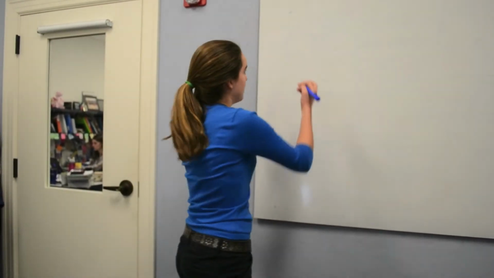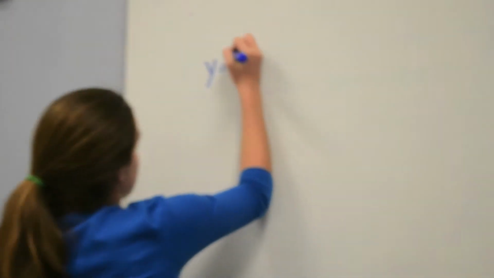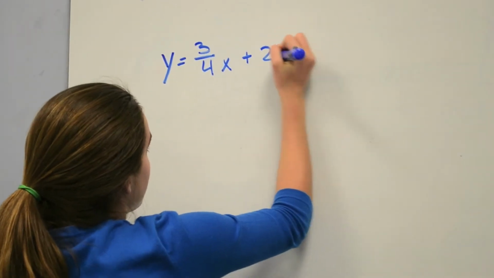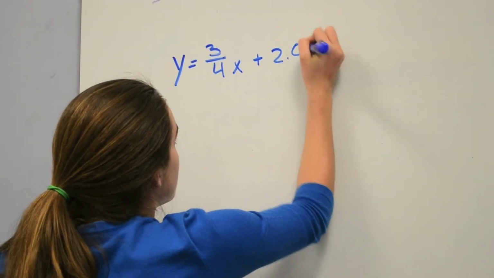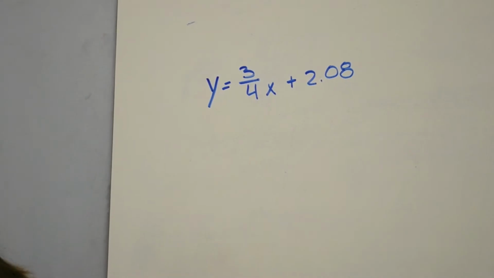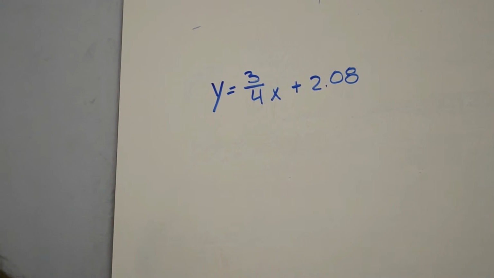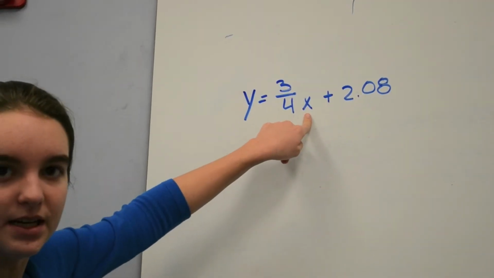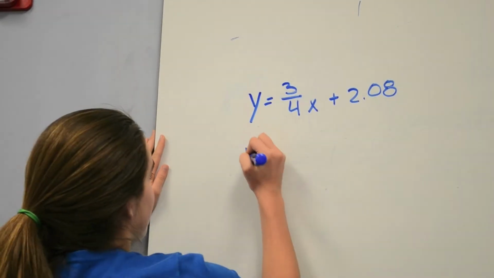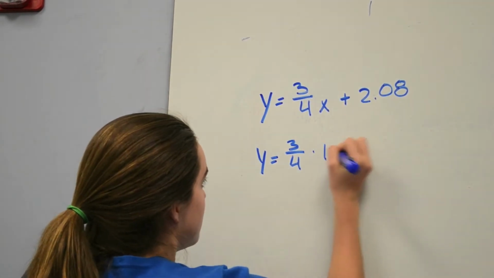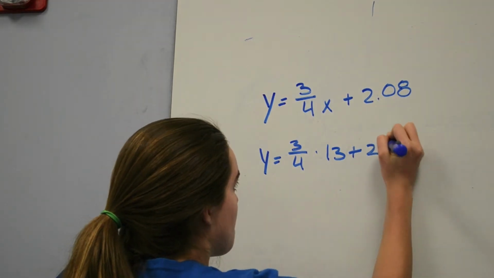So we're going to use the same data we used to find the least squares line. So the equation ended up being y equals 3 over 4x plus 2.08. And the question says how many points will the team have if they shoot 13 times. So you're going to put 13 in for x because that's what you do. So y equals 3 over 4 times 13 plus 2.08.